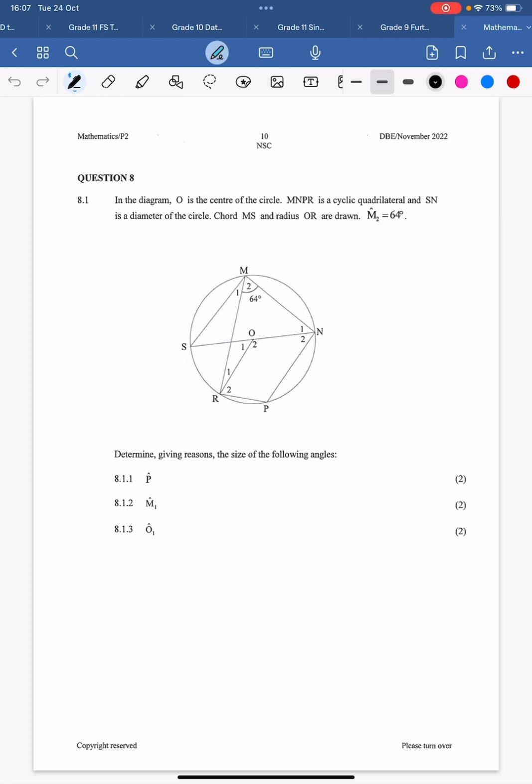So this is question 8. This is from last year's November exam. And they are giving us some information here.